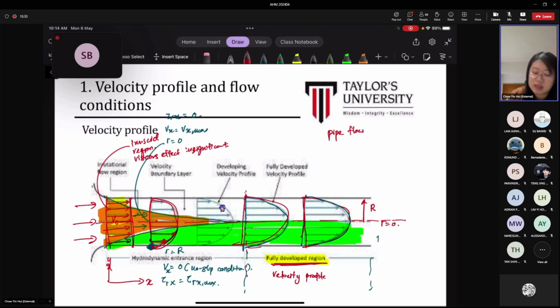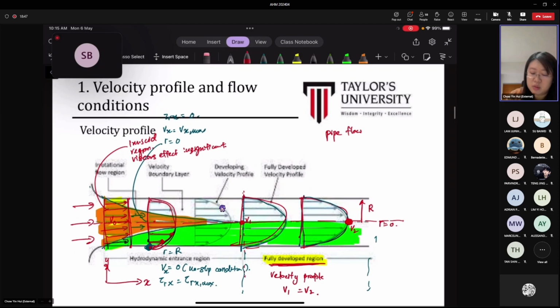So let's say I denote V1 at this point, and then somewhere here at the end of the fully developed region as V2. In this region, V1 will be equal to V2. So your velocity at any section of the pipe will be constant. Maybe at this point here, let's say I denote V prime 1.